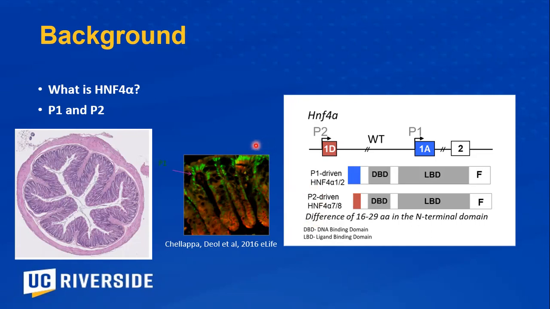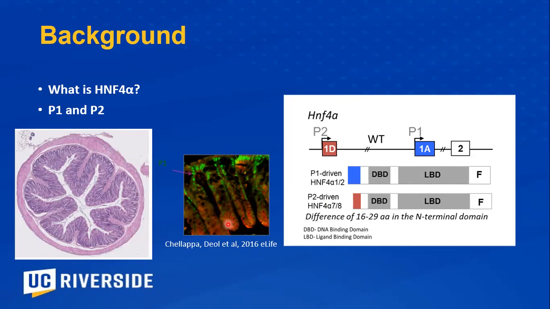For P1 and P2, P2 is seen more at the base of the crypts of the colon. Here in this graph, we can see a cross section of the colon. P2 would be found towards here, whereas P1 would be found towards the tip. And in this graphic in the middle, P1 would be found up here towards the tip, and then P2 where this red coloring is.